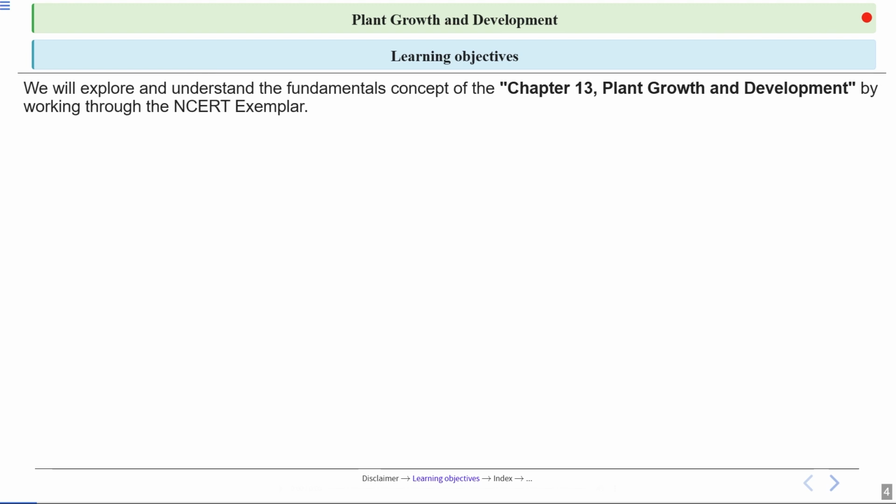Let us look at the learning objective of today's session. We will solve the NCERT Exemplar questions from the chapter Plant Growth and Development, and by solving these questions we can enhance our fundamental concepts from this chapter, right?